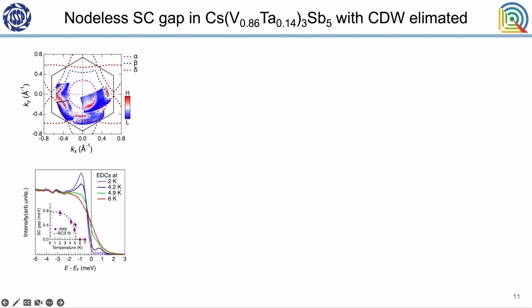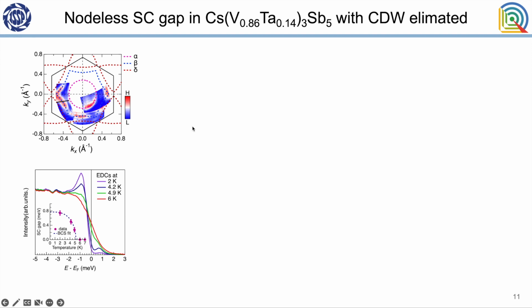A BCS fit to the temperature-dependent gap shows the Tc is around 5.2 K, which is highly consistent with the Tc determined from the bulk resistivity measurement. The finite gap in the EDCs at temperatures close to Tc proves the energy resolution is high enough in our measurements.